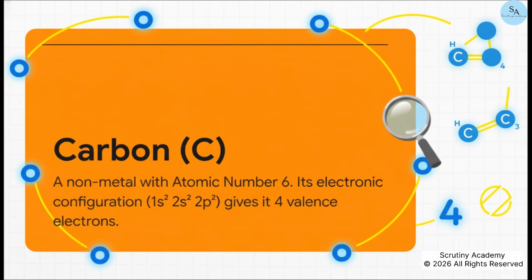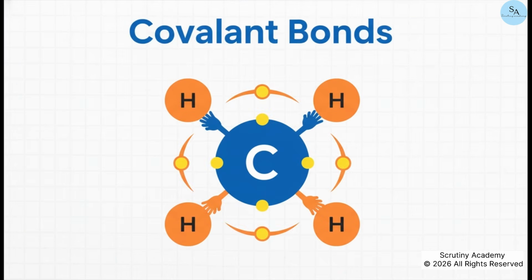Think about it. Losing all 4 electrons? Nah, that takes way too much energy. Gaining 4 more? Super difficult. So, what's a carbon atom gonna do? It does what we all do with our friends. It shares. Carbon shares its electrons. And this whole sharing business is what we call covalent bonding.